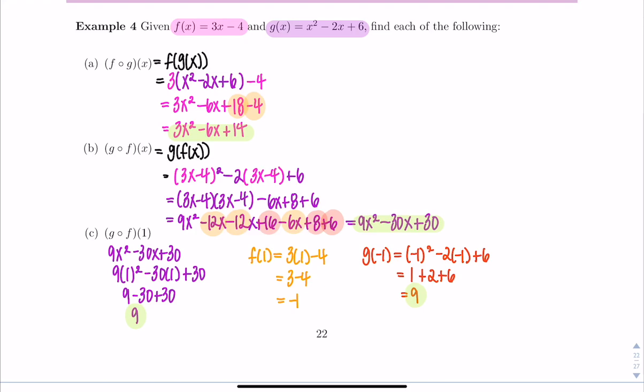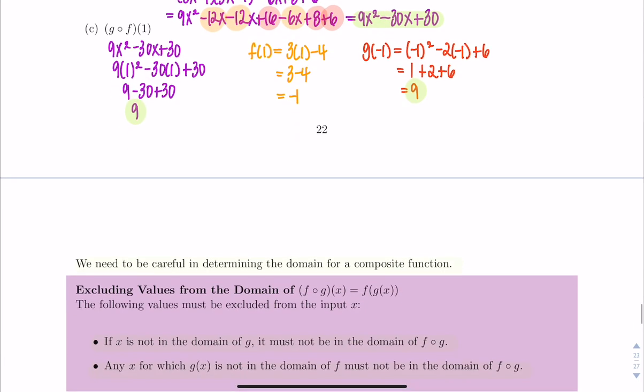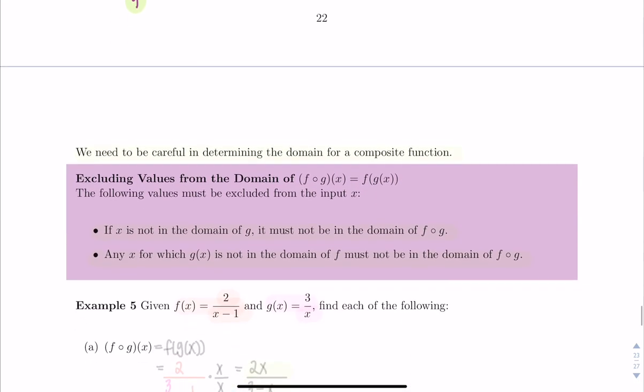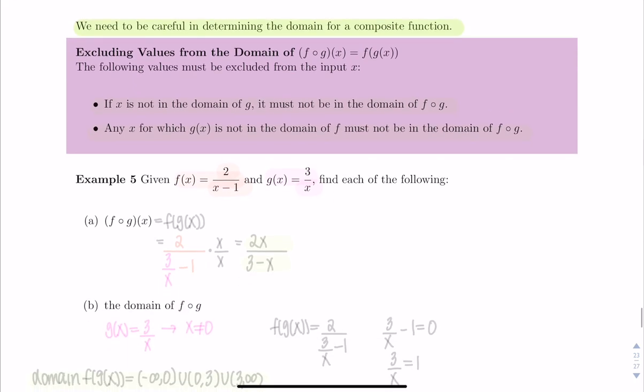So we need to be careful in determining the domain for a composite function because we had two parts to it. So the following values must be excluded from the input x. If x is not in the domain of g, then it may not be in the domain of f of g. Any x for which g of x is not in the domain of f must not be in the domain of f of g.